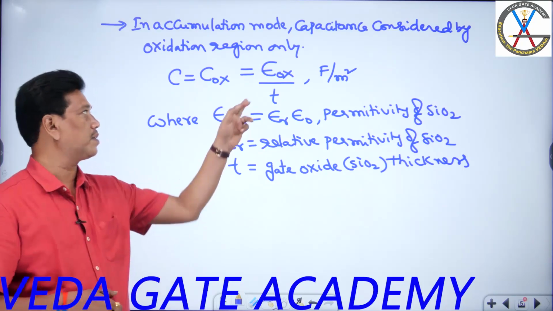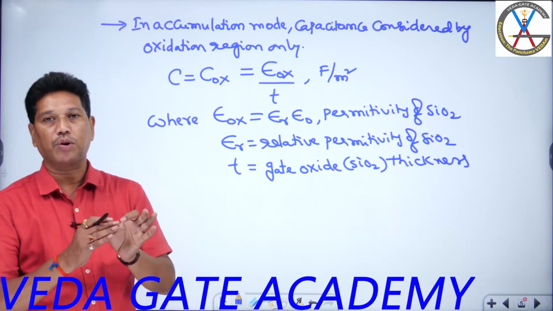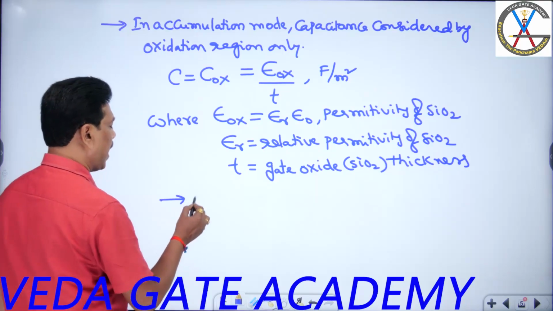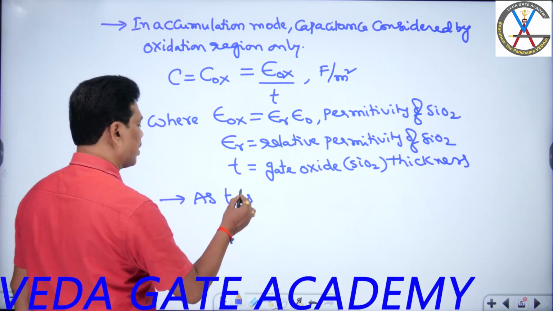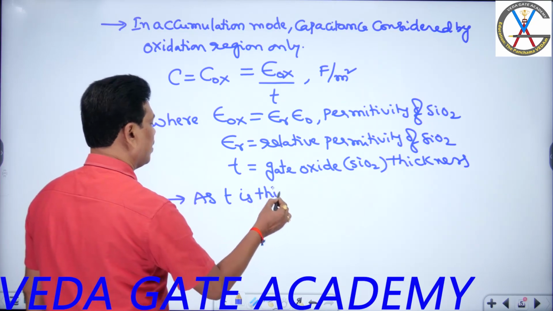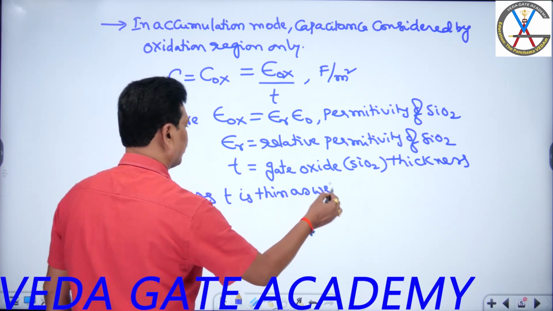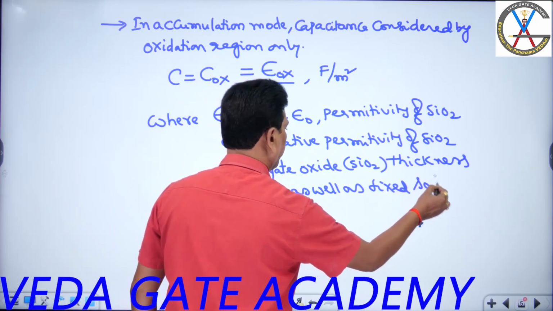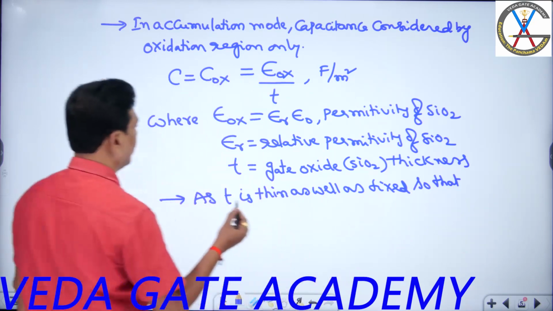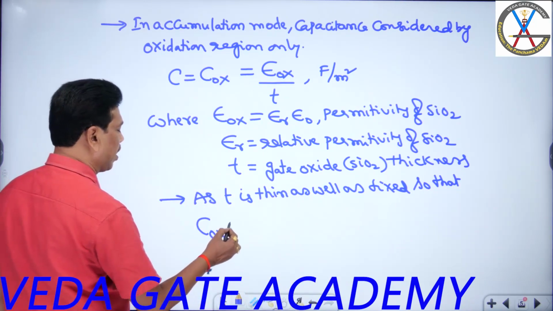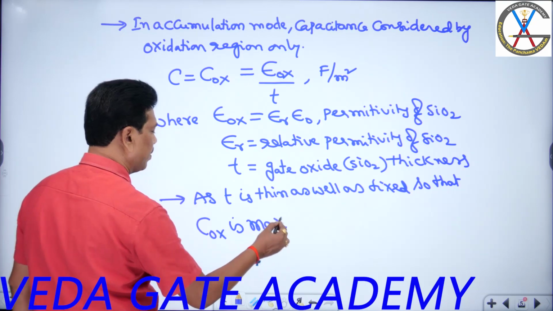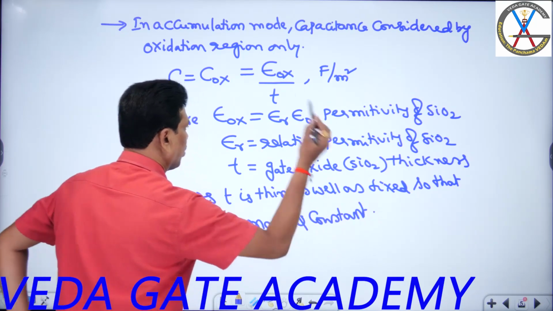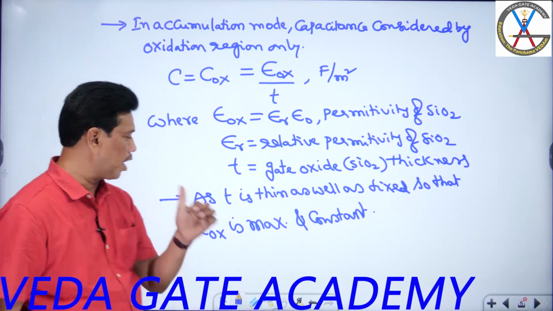Thin means the capacitance is maximum, right? And fixed means the capacitance is constant. So the gate oxide thickness is thin as well as fixed, with no change in the thickness, students. So the oxide capacitance is maximum and constant. In this region, the capacitance looks to be maximum and constant.